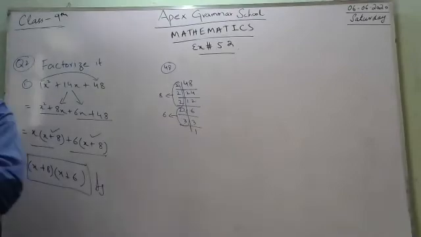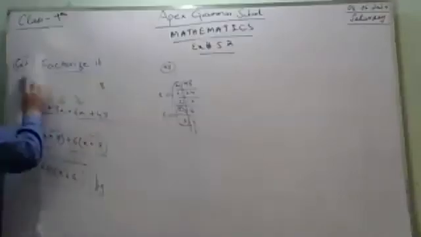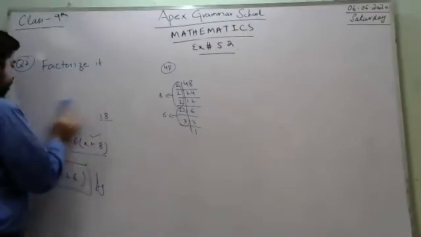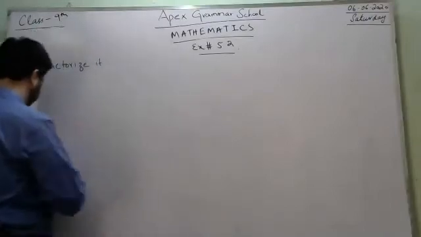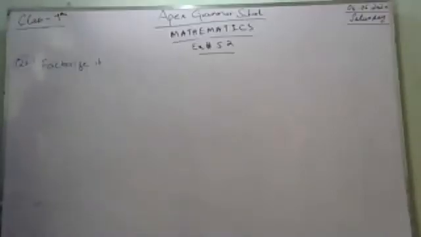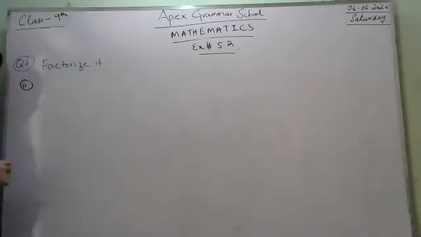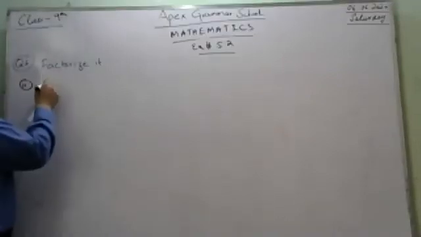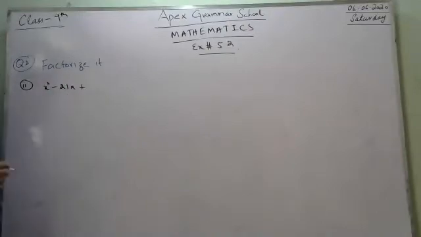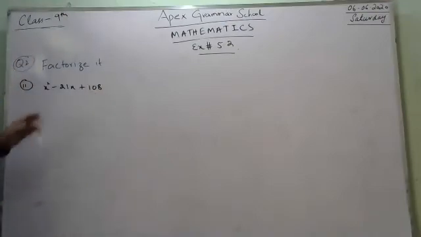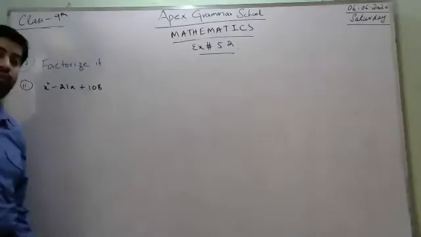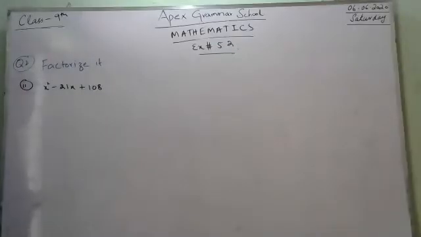Now we will talk about part 2. Part 2 is also the same. x squared minus 21x plus 108. You can see that there is nothing common here, and this is a first square. 108 is not the square of any number, so middle term breaking is going to happen here.